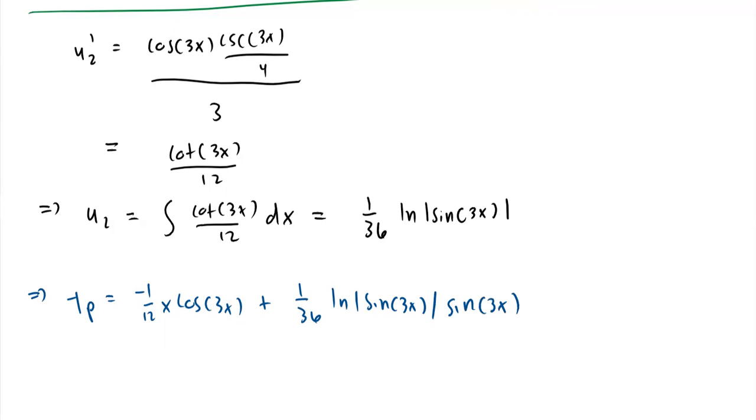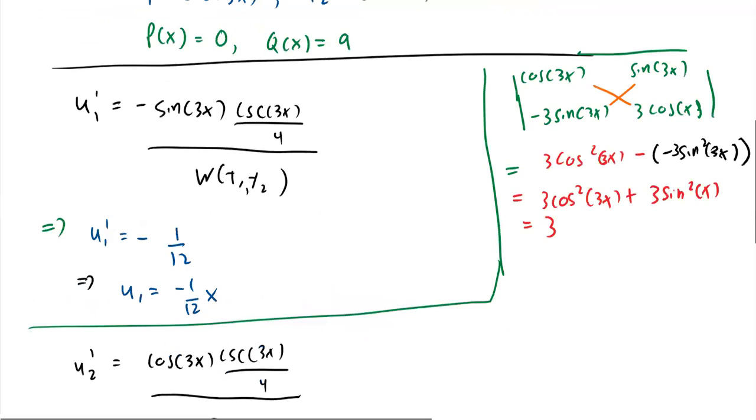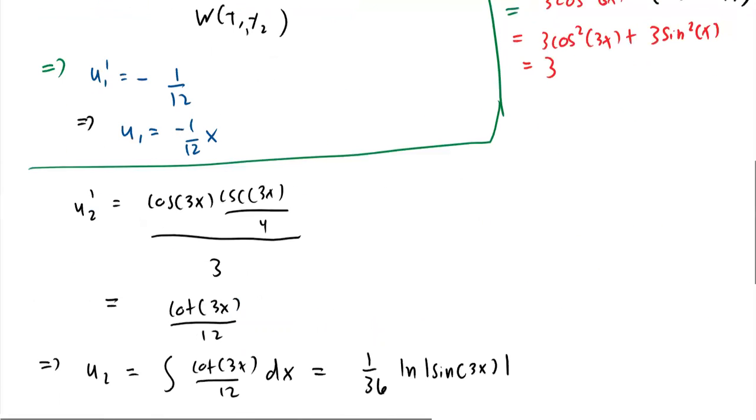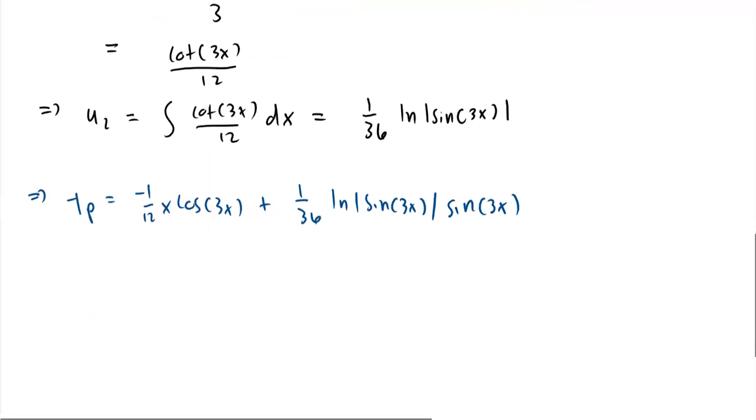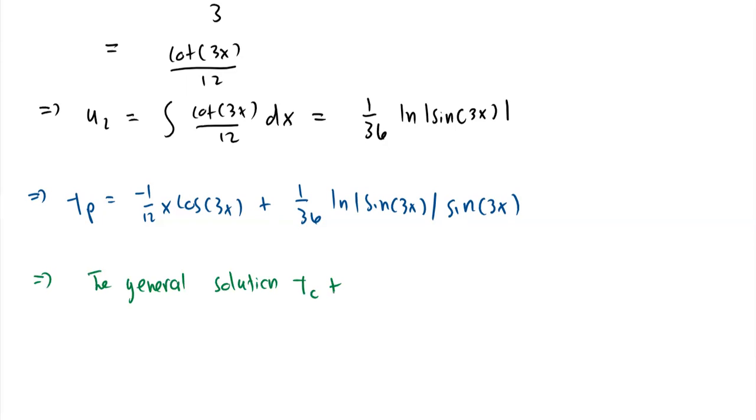Now notice that all of these functions are defined everywhere, right? So there's no problems there. As I mentioned before, P, Q, and G are continuous everywhere. The interval of definition for the complementary solution is everything. So this works for all real numbers. So let's write the general solution. It's the complementary one plus this one that we found. And this works on all real numbers.